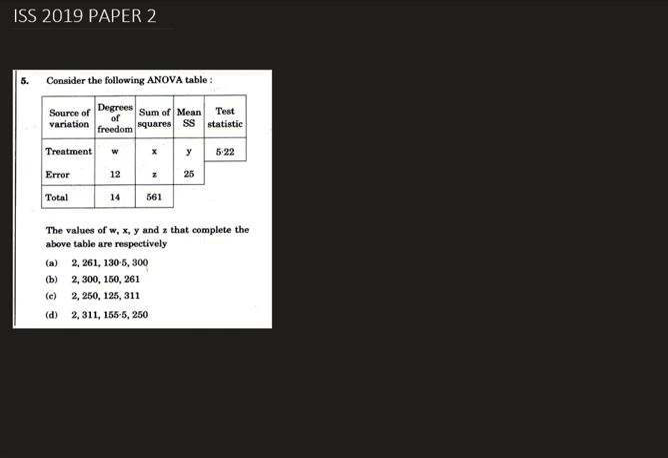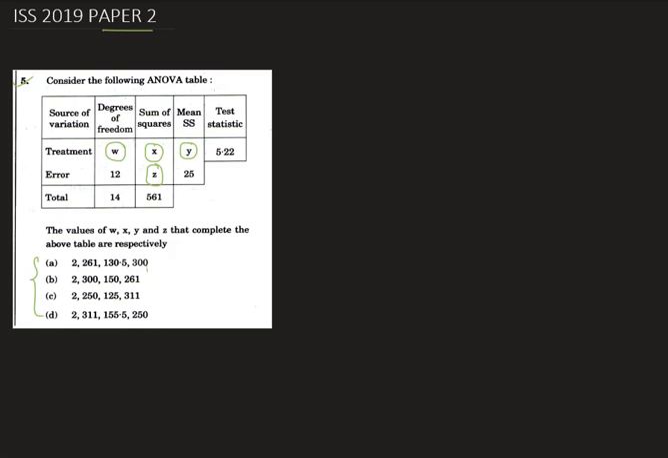Hello. Today we are going to solve question number 5 from ISS 2019 paper 2. Here we are given an ANOVA table, and we need to find the values of W, X, Y and Z respectively from these given four options.